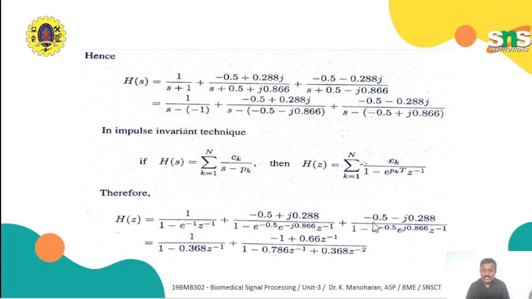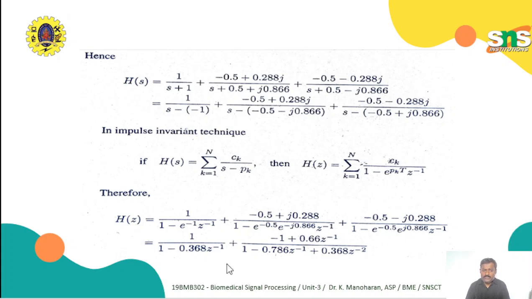Similarly, substitute for the next value, minus 0.5 minus j 0.288 divided by 1 minus e power, where this value is minus 0.5 plus j 0.866. So e power minus 0.5 into e power j 0.866 into z power minus 1. This is the e power j theta formula, so cos theta plus j sin theta, we need to expand it. E power minus 0.5 we can get directly from a calculator.